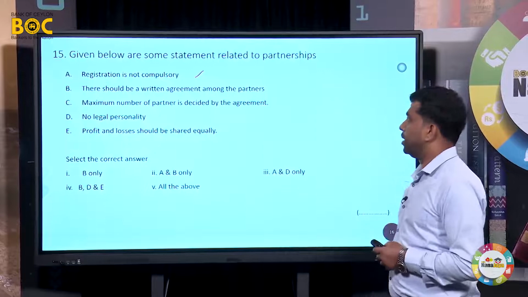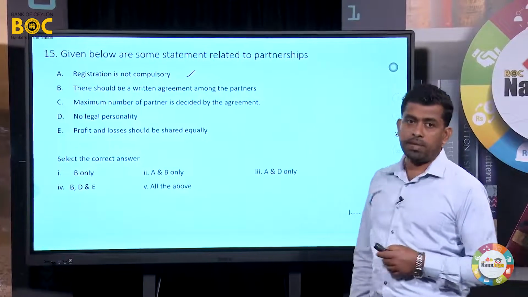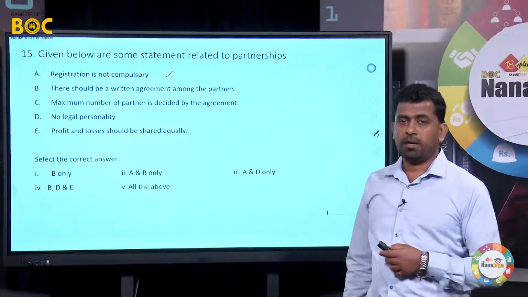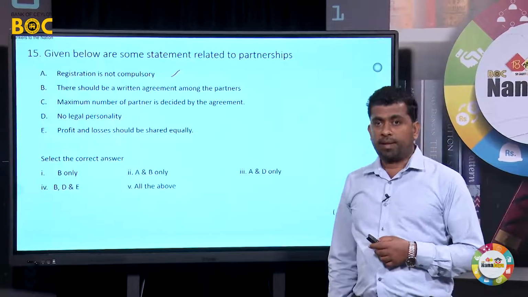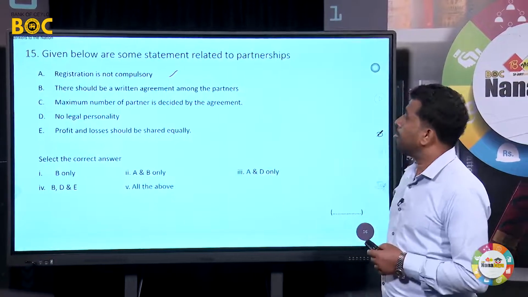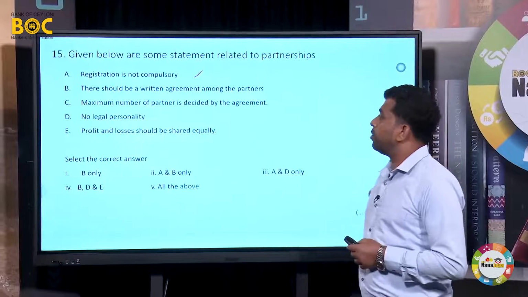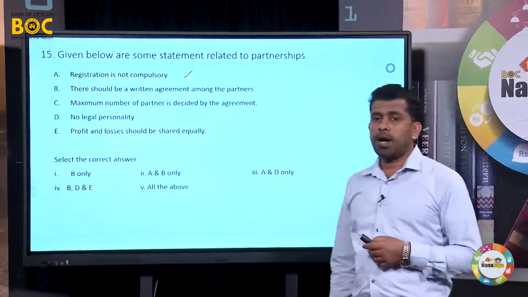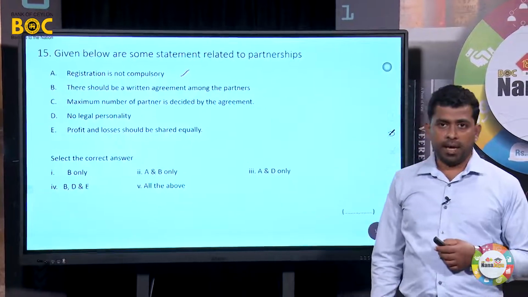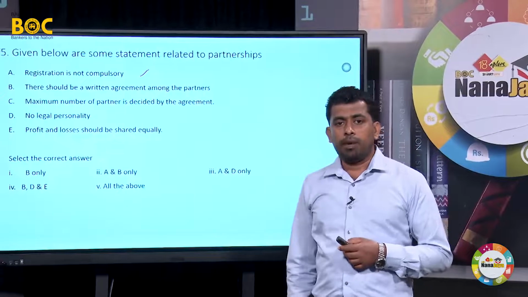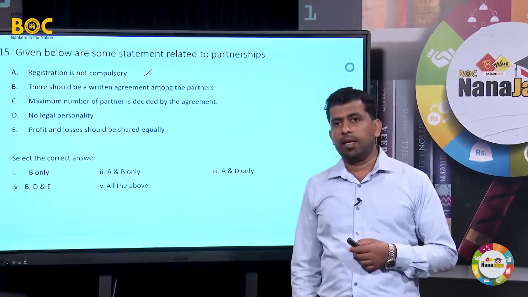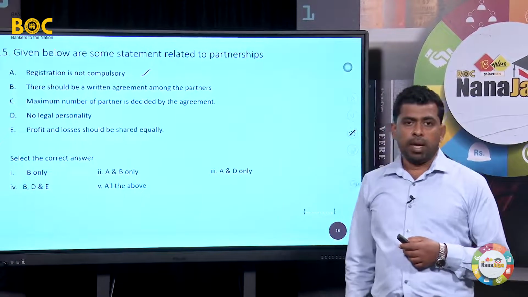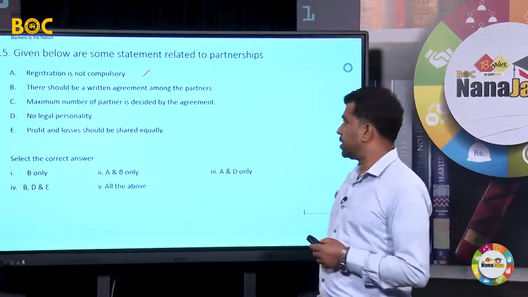There should be a written agreement among the partners. A partnership agreement can be created in three ways: verbal agreement, written agreement and implied agreement. The maximum number of partners is decided by the agreement? No, the number of partners is not decided by the agreement. The minimum and maximum number of partners is declared in the Companies Act number 7 of 2007. It says there should be 2 and a maximum of 20 partners.